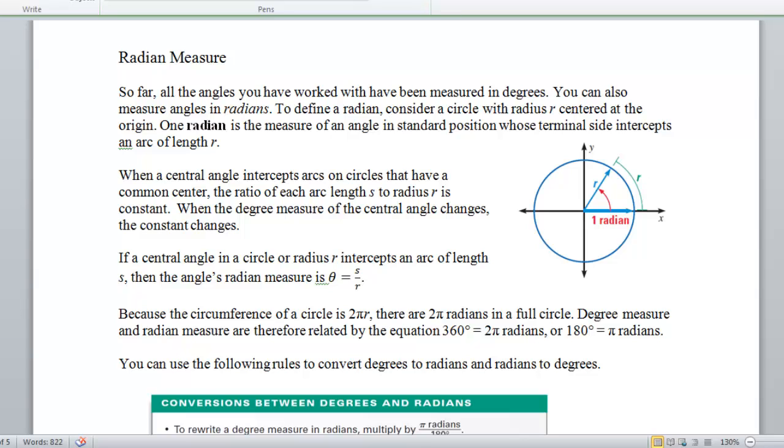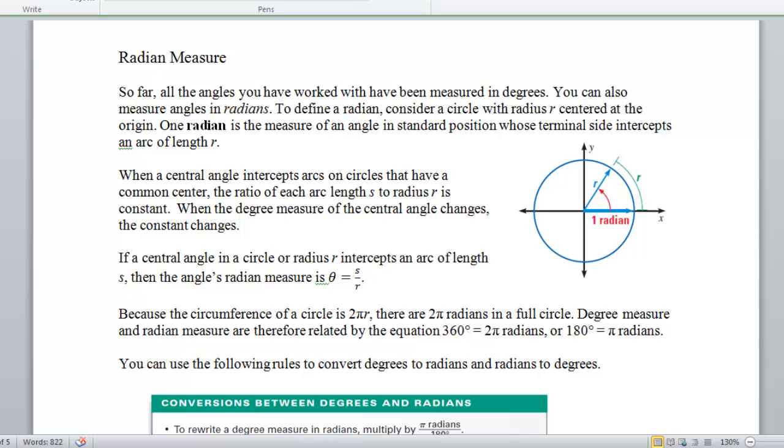You are familiar with the circumference, and since you know if we had a radius of 1, the circumference would be 2 pi. So for the arc length to go all the way around the circle with a radius of 1, we'd end up with a length of 2 pi units. Well, this is what we call radians.